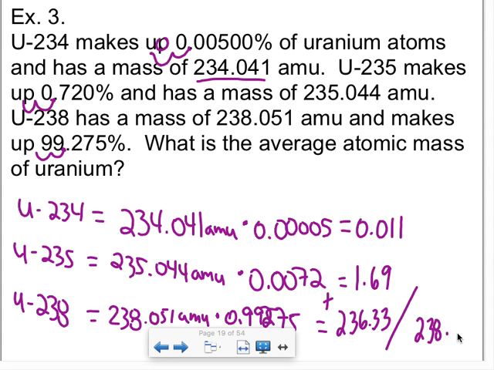What did you get? 238.021. Is that what anyone else got? I did not do it, but I was figuring 239. Here, I'll add it up. I just did this all by hand, and it should be 238.031. Okay, that's what I got. 031? That's what I got. And then AMU.